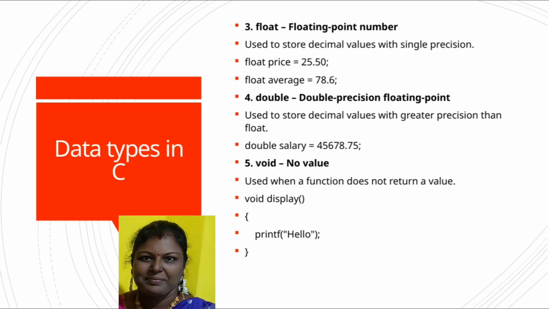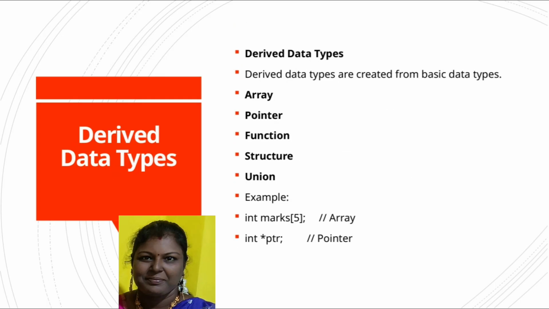Let's talk about derived data types. These are built from the basic data types we already know. They help us organize and manage data more effectively. For example, an array groups multiple elements of the same type together. A pointer stores the address of another variable. Functions, structures, and unions are other ways to combine or reference data. Here, you can see an array of integers and a pointer to an integer as simple examples. Derived data types give us powerful tools to work with complex data.